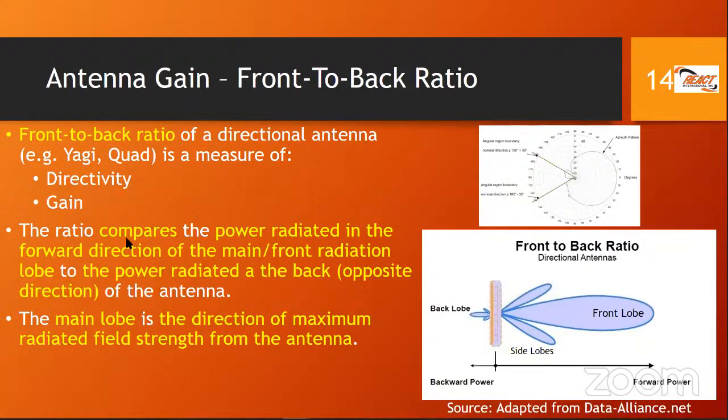So the ratio compares the power radiated in the forward direction of the main radiation lobe, and we have a diagram showing that there, to the power radiated at the back or the opposite direction of the antenna. So if this were to be our antenna here, this is our front lobe, where our directivity is. We want that direction, we want to receive, and we also want to transmit in that direction. So notice the signal is going mostly here. We do have some side lobes. Things aren't necessarily perfect, so we put that in to show you that there are also some side lobes. It's not as though they're just two lobes, front and back.